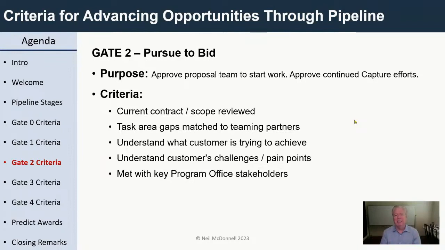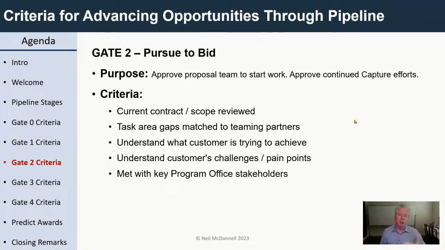And then on the existing opportunity that you're looking at, I need to know that you're looking at teaming partners and aligning them to where you said we were weak in the previous gate. In gate 1, you're telling me, hey, we're weak in task area 3, 4, and 7. Okay, cool. Go find teaming partners. Well, now you're matching those weak areas to teaming partners.